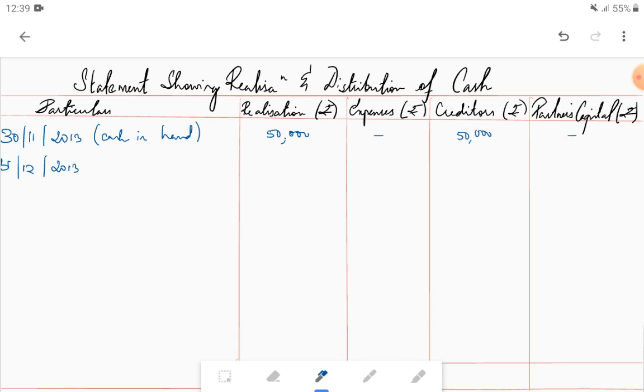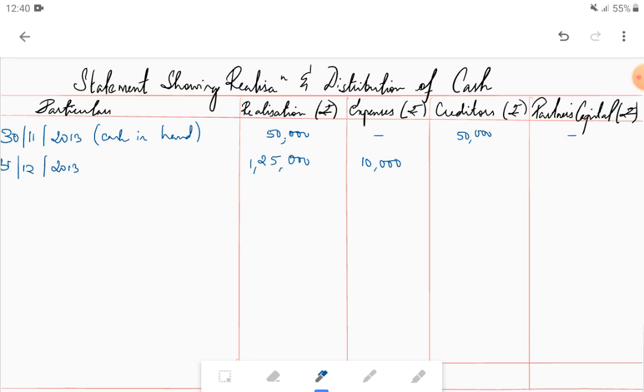Okay, so as on 31st of December 2013, we have total amount realization worth rupees 1,25,000. Out of this 1,25,000, we have to pay expenses worth rupees 10,000 on the same date. Okay, rupees 10,000 worth of your expenses which are given in the table itself. Okay, so now out of 1,25,000, if you've paid 10,000, it means you have a balance of 1,15,000.